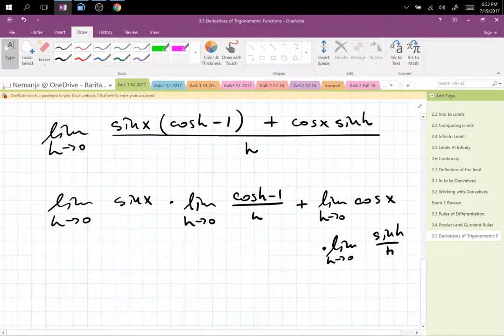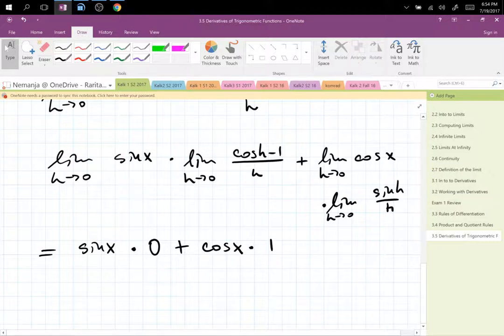So these limits are, the first limit of sine x is just sine x, because the limit is as h goes to 0 and there's no h here, so it's like the limit of a constant, it's just that number. This limit here goes to 0, so it's times 0, plus we have just cosine x times, and this limit goes to 1. So it's 0 plus cosine x, which is cosine x.